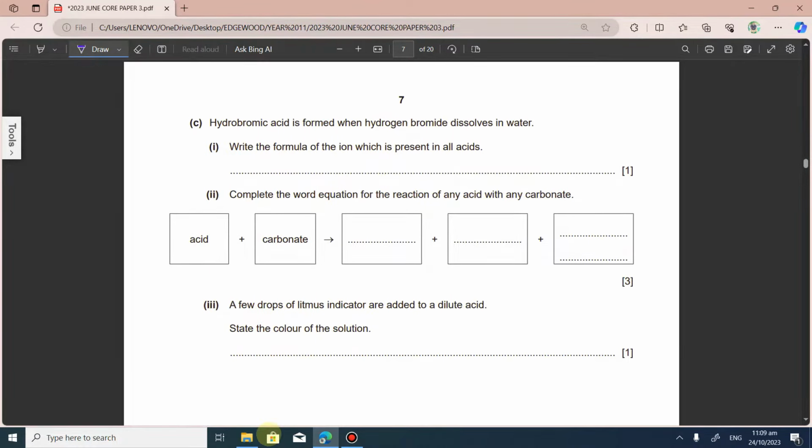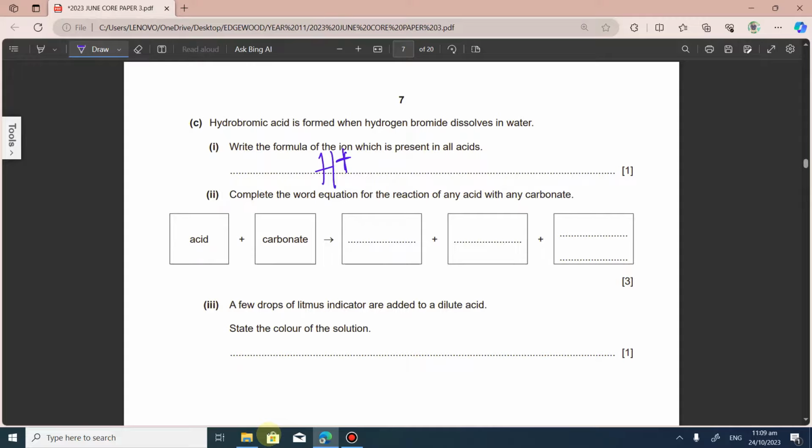Now, hydrobromic acid is formed when hydrogen bromide dissolves in water. Write the formula of the ion which is present in all acids. Now, the ion that is present in all acids is the hydrogen ion. Okay, so the hydrogen ion is what is present, which is also known as the proton.